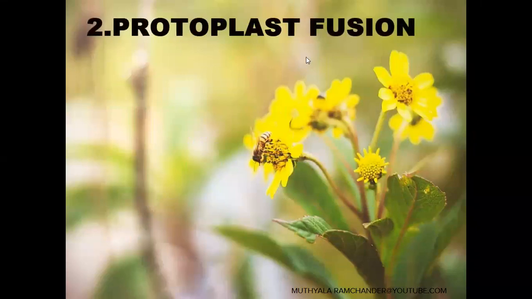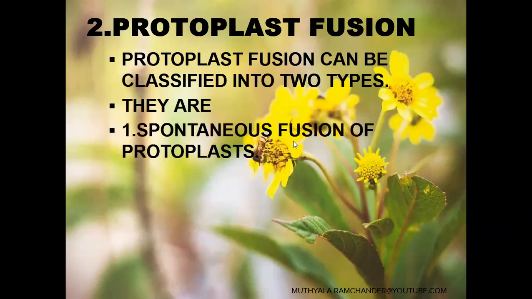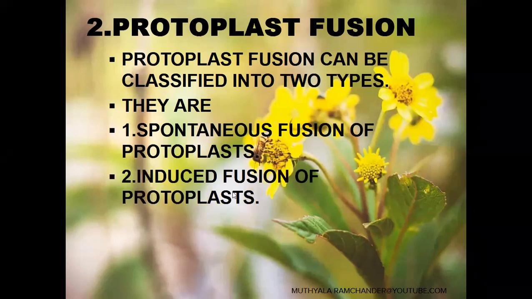Now, protoplast fusion. It is the second step. Protoplast fusion can be classified into two types: spontaneous fusion of protoplast and induced fusion of protoplast. Spontaneous means that when we select protoplasts from two different types of parental plants, those protoplasts are taken in the petri dish.